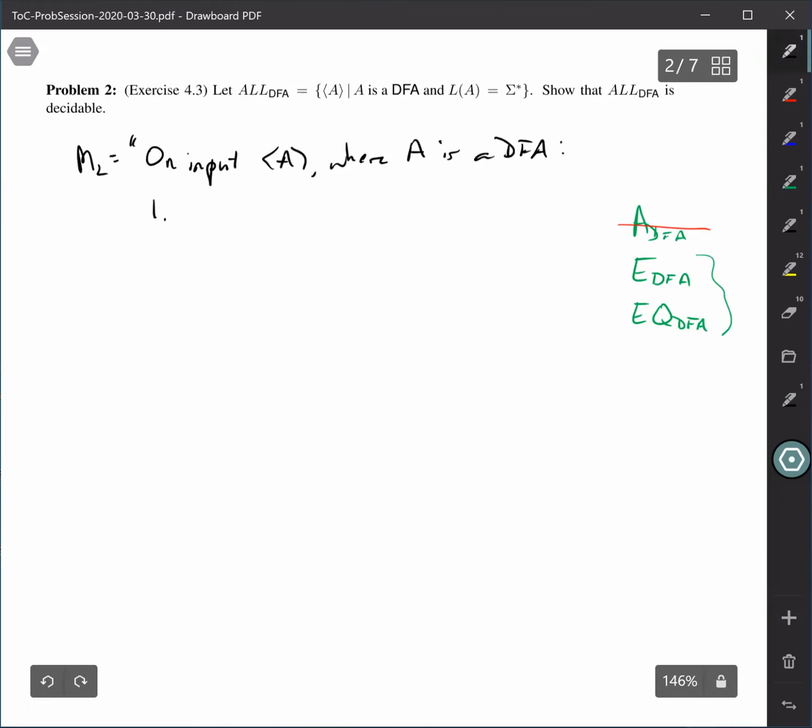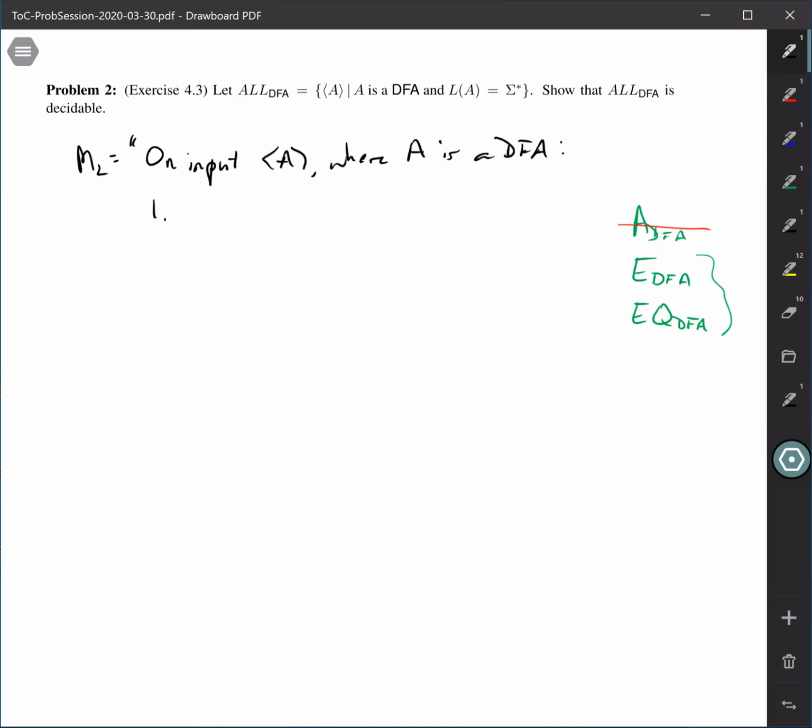With that description, does anybody have any ideas now of which one of these two would be easy to use? Stephen. Stephen, you've got a hand raised. Are you giving an answer, or is that just left up there from earlier? Left over. Okay.